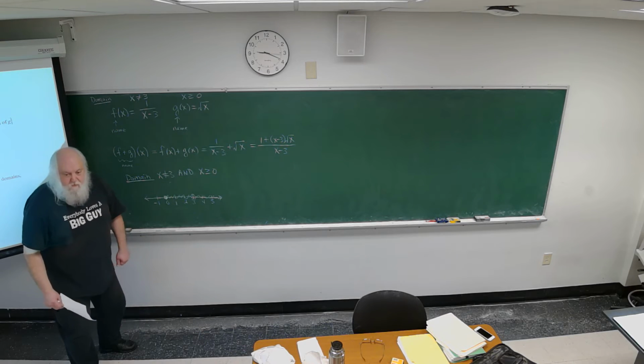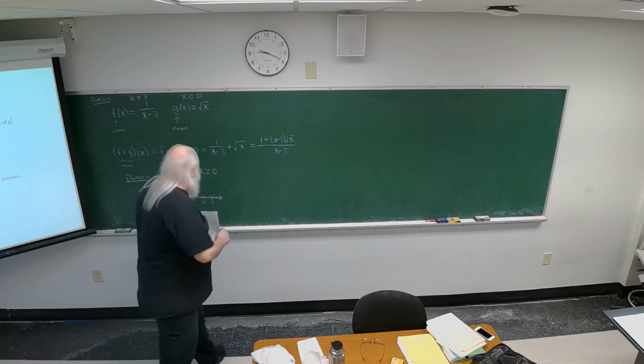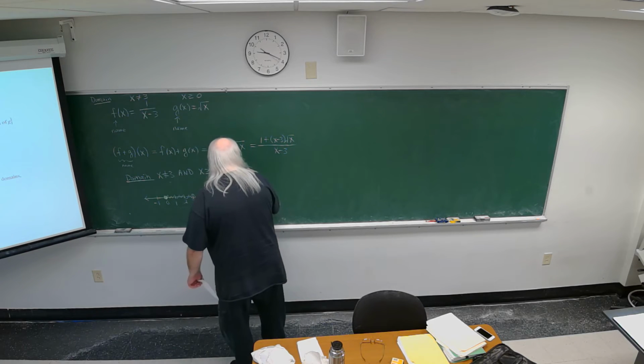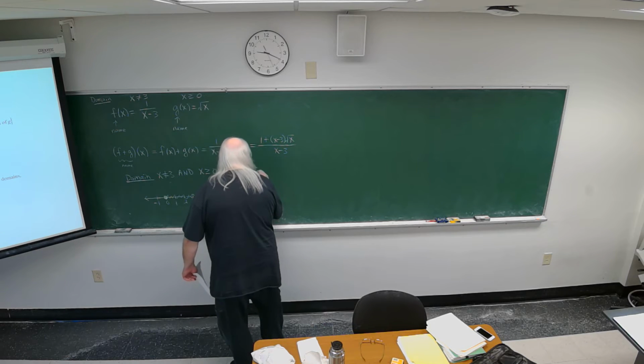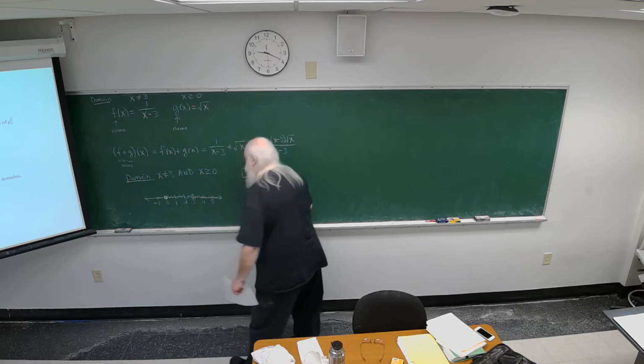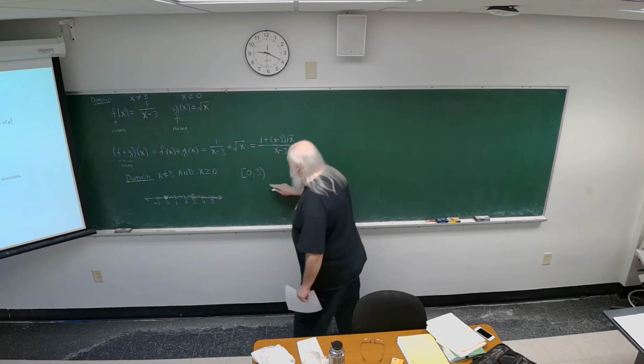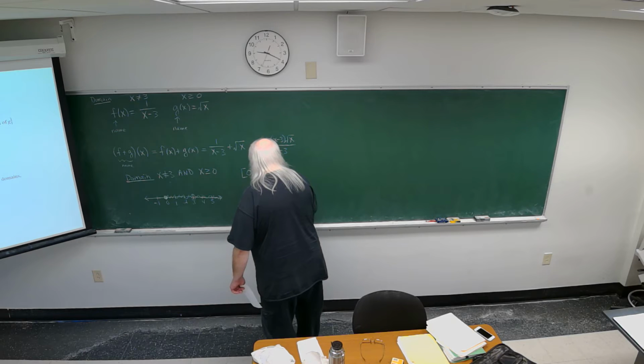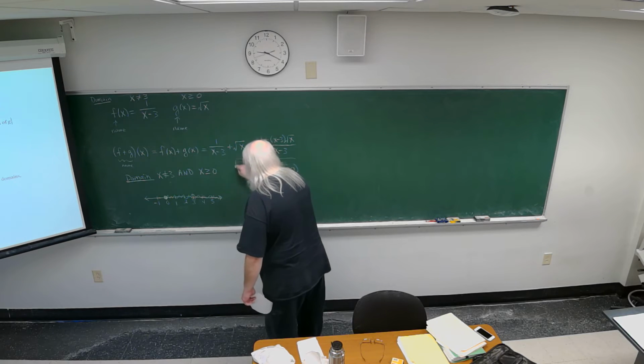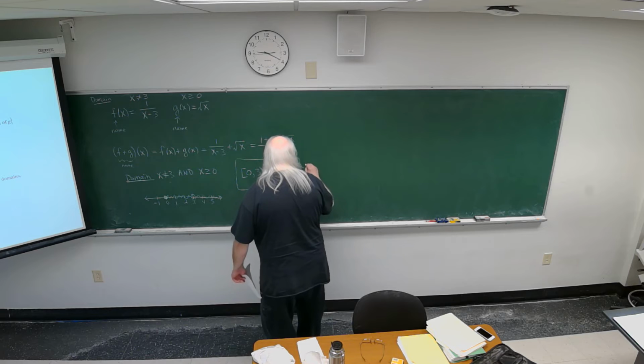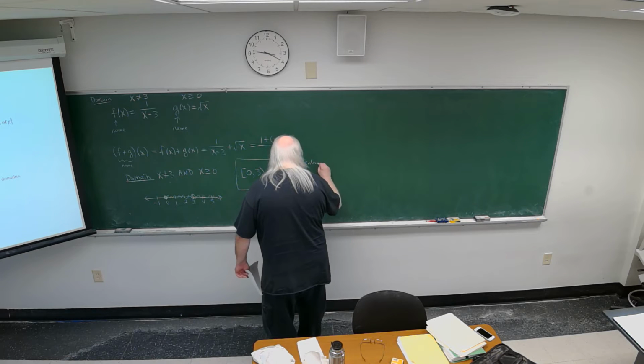So how do you write that set of numbers in interval notation? Bracket, 0, comma, 3, right parenthesis, union, left parenthesis, 3 to infinity. That is the domain in interval notation.